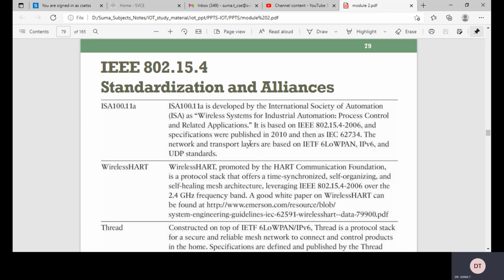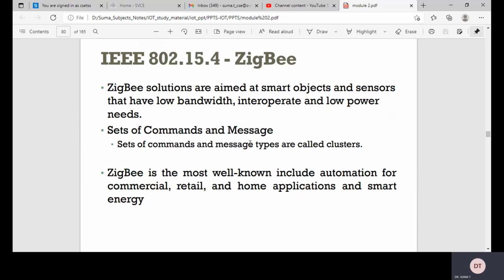So, ZigBee is a solution aimed at smart objects and sensors that are low bandwidth, interoperable and low power. The sets of commands and message types are called clusters. ZigBee is the most well-known for automation for commercial, retail and home appliances and smart energy.